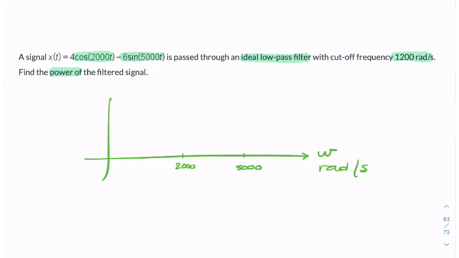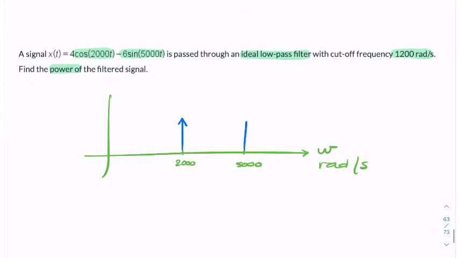So we have a cosine and a sine. The spectral lines: that's our cosine and that's our sine. The relative weights are 4 and 6, but it doesn't really matter what the amplitudes are. Remember that cosine and sine both give you impulses in the frequency domain. Obviously you'll have positive and negative frequency, but if we're looking at the positive frequency axis, then this impulse corresponds to that, and this impulse corresponds to that.